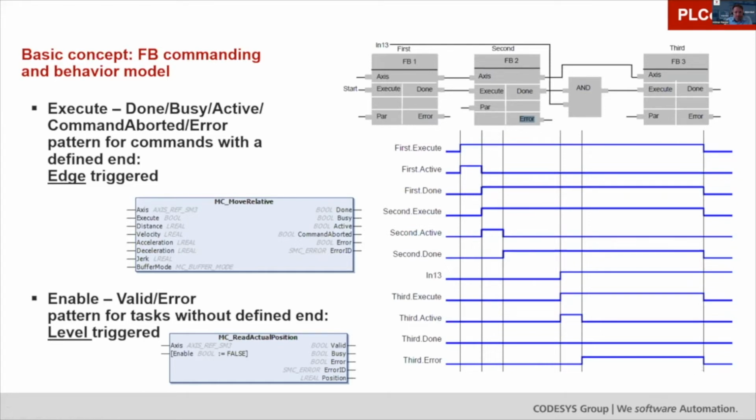So this is the basic principle of this execute and done pattern. And this example doesn't show what happens if the execute is set before the done appears. This is something I want to show you later. This would cause the first function block to stop its action and to indicate that it was aborted. So it will set the command aborted. And the second function block would, in this case, take over the control of the axis.